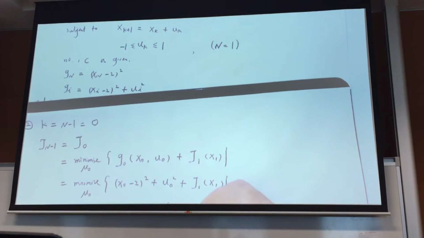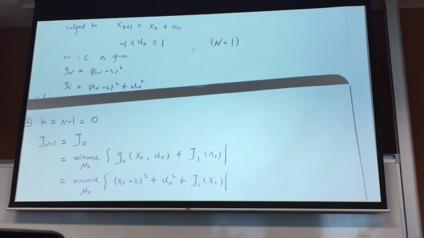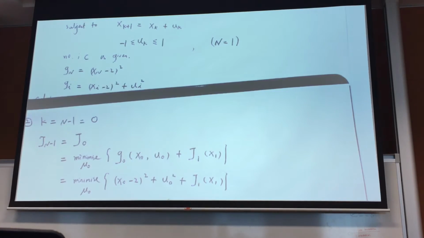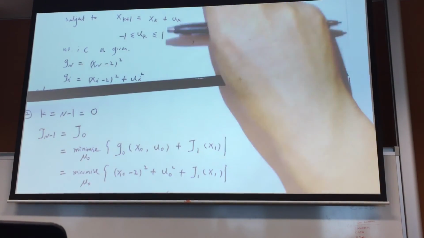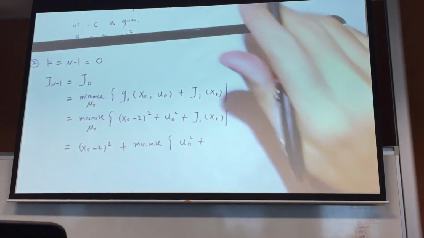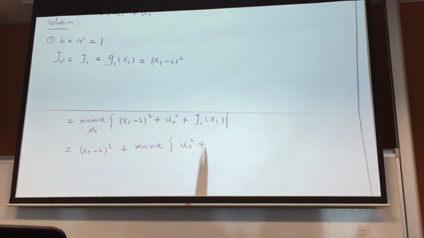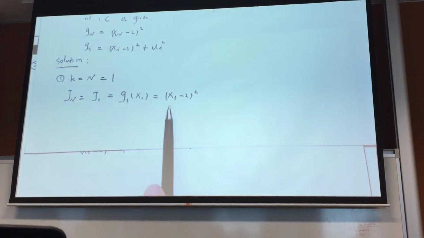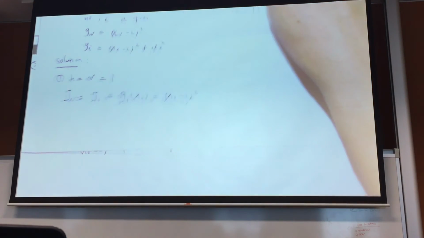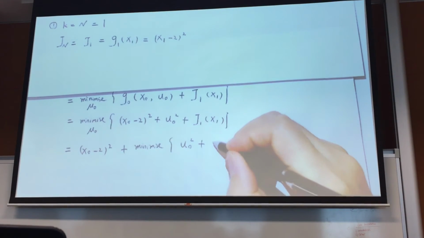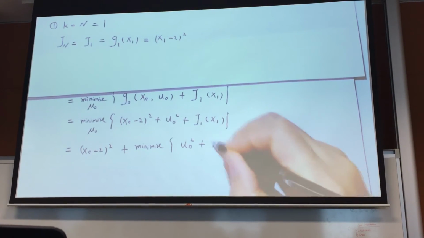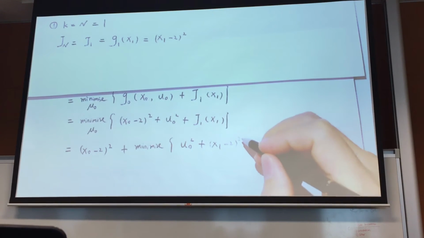The remaining part is given by u0 squared plus J1 of x1, where J1 of x1 is given by x1 minus 2 squared.